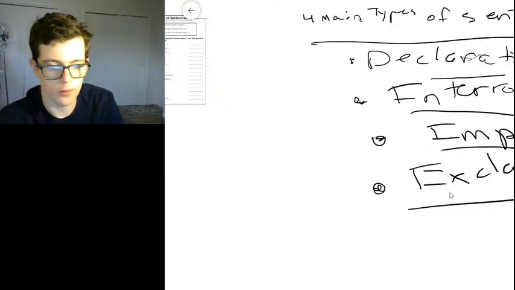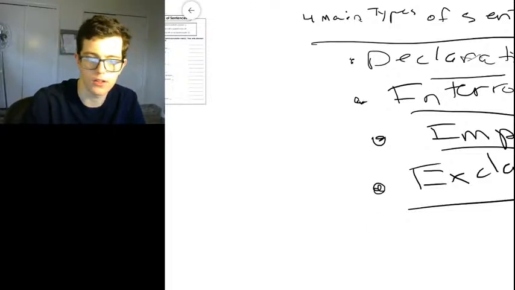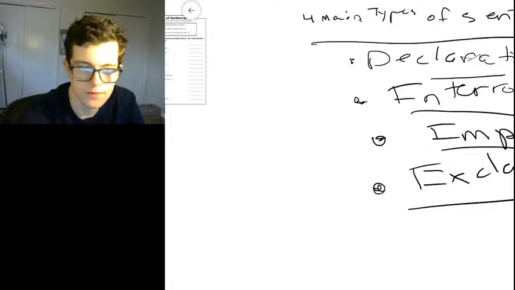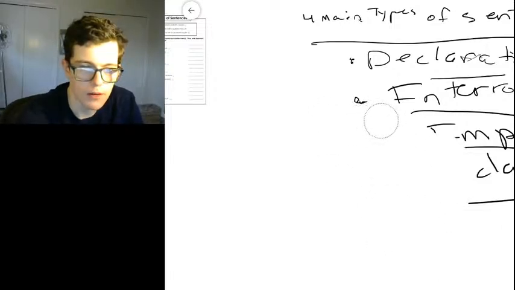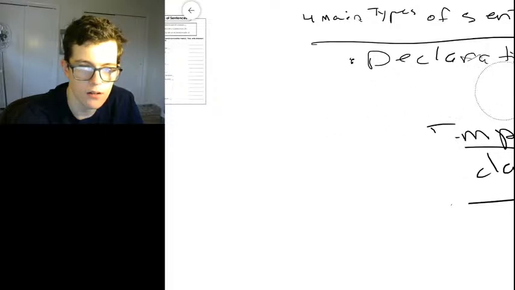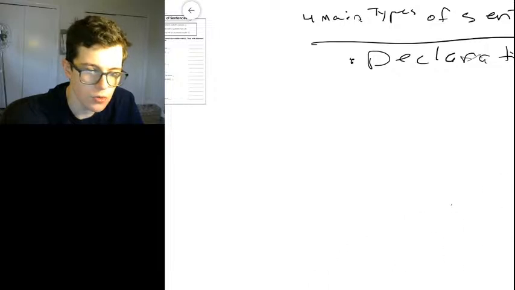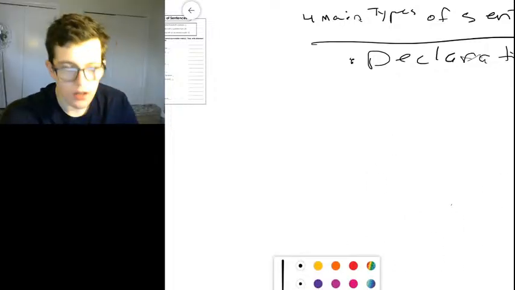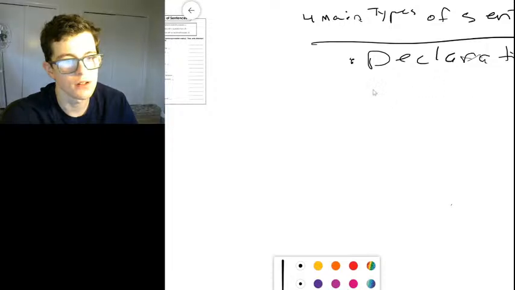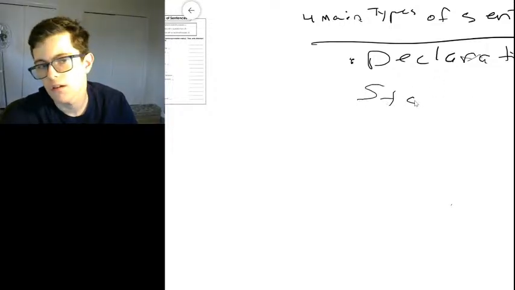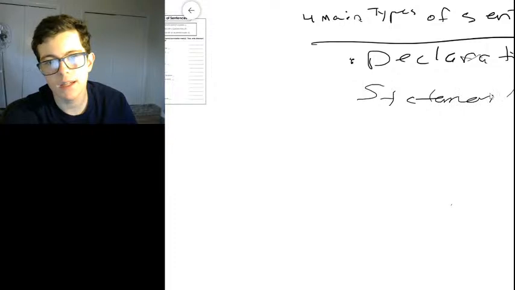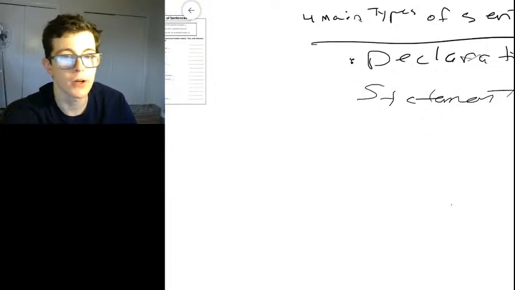So if we go down a little bit and we erase our 4 main types of sentences, we'll begin with our first type of sentence, the declarative sentence. This will all go bye-bye for now. Okay. So what exactly is a declarative sentence? Well, I like to think of a declarative sentence as just a statement. And these types of sentences almost always have a period at the end.